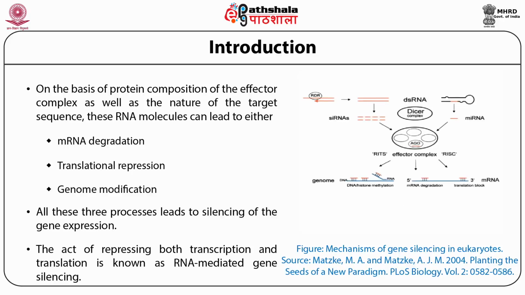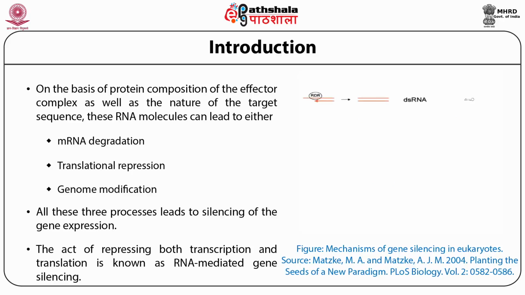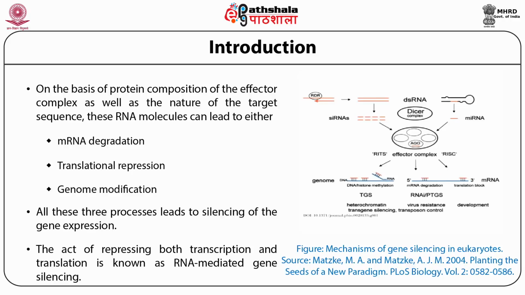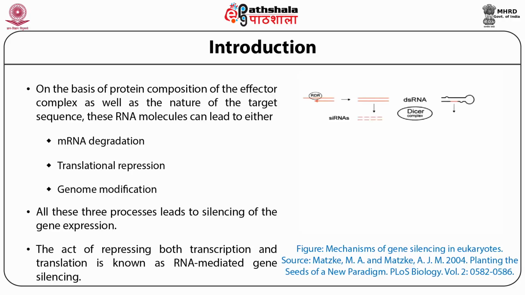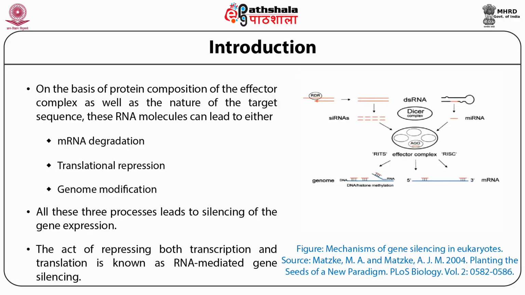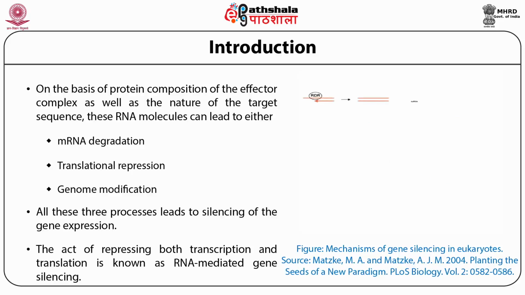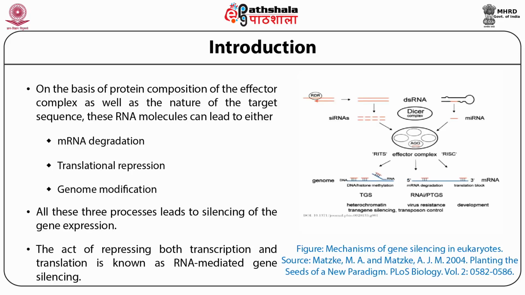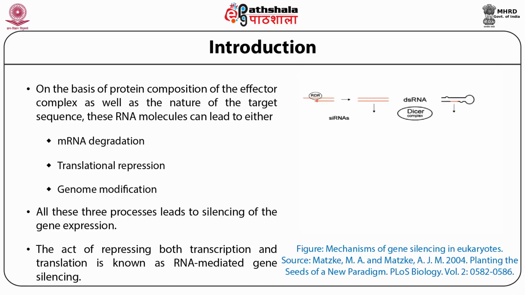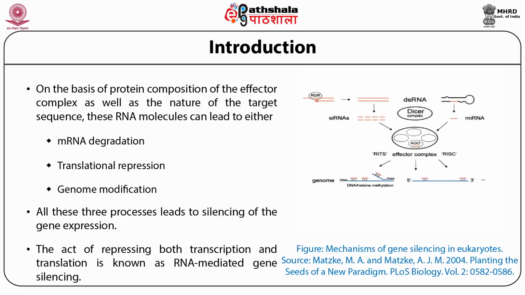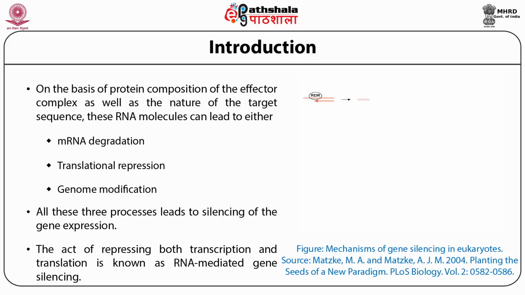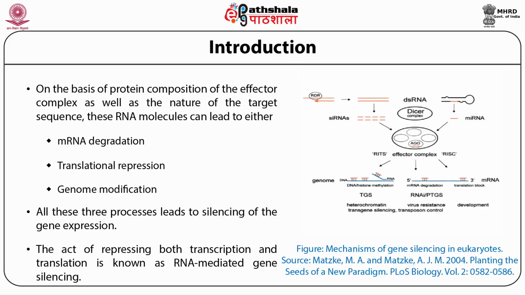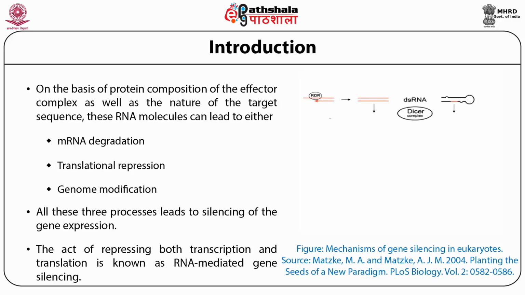As you can see in the diagram towards the right, the long double-stranded RNA molecules come in contact with a nuclease known as dicer. This dicer is present within the cytoplasm of cells, which cleaves these longer RNA molecules into smaller molecules, which could either be siRNAs or the microRNAs, which we will subsequently talk about, which then associate with the effector complexes known as RISC. And then, depending upon the sequence similarity to their targets, they mediate either the degradation of mRNA or the translational repression or genome modification, ultimately interfering with the gene expression.